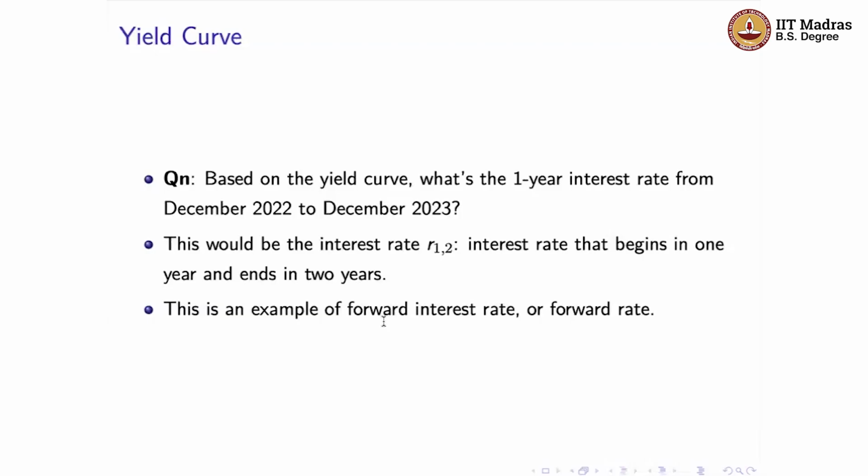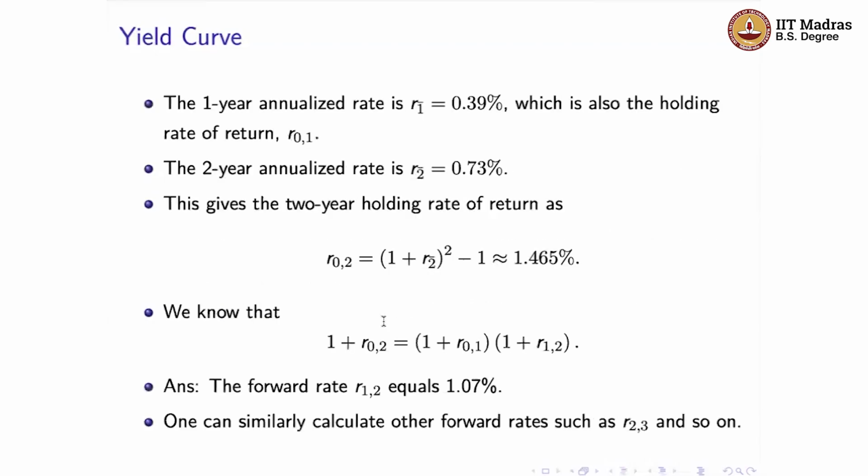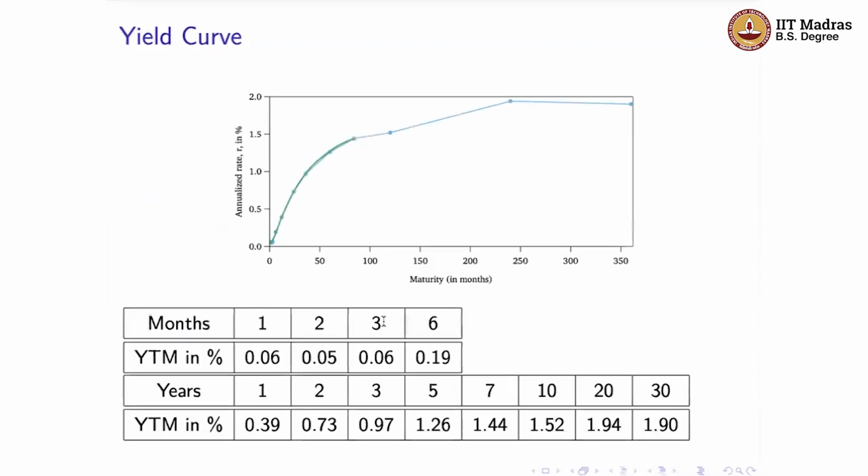And one can use the information present in the yield curve to calculate these things. So how do you do that? Well, let's look at the information that we have. We have the information about the 1-year annualized rate. If you go back, this is the 0.39%.